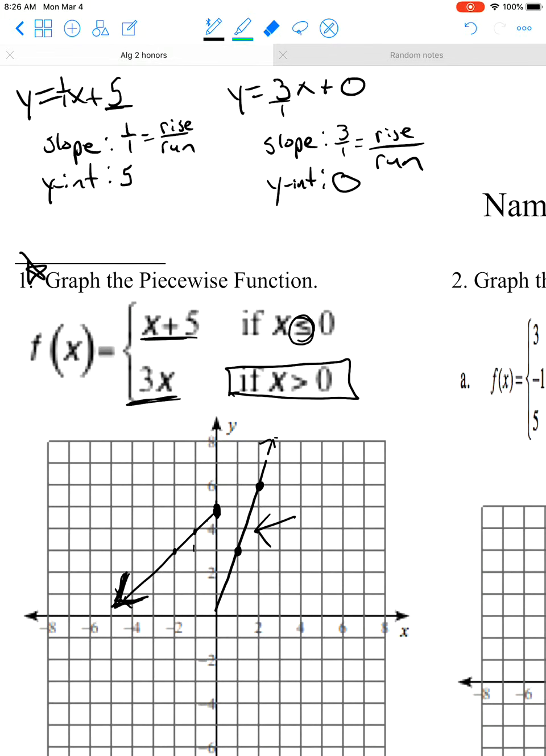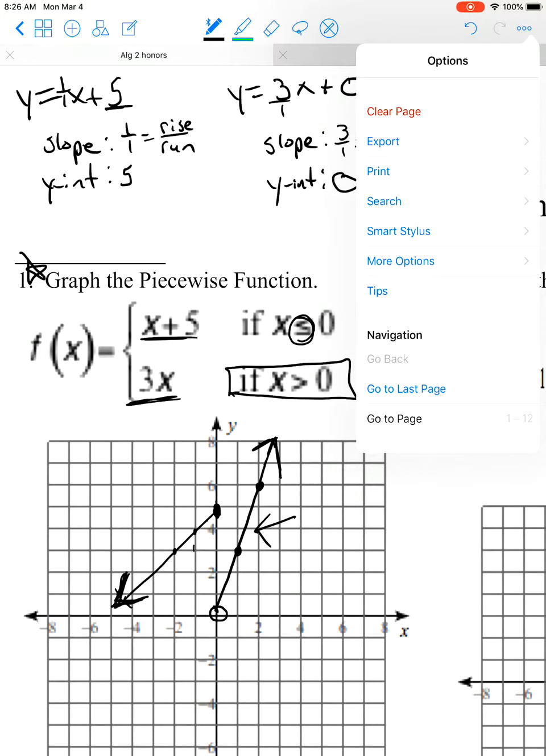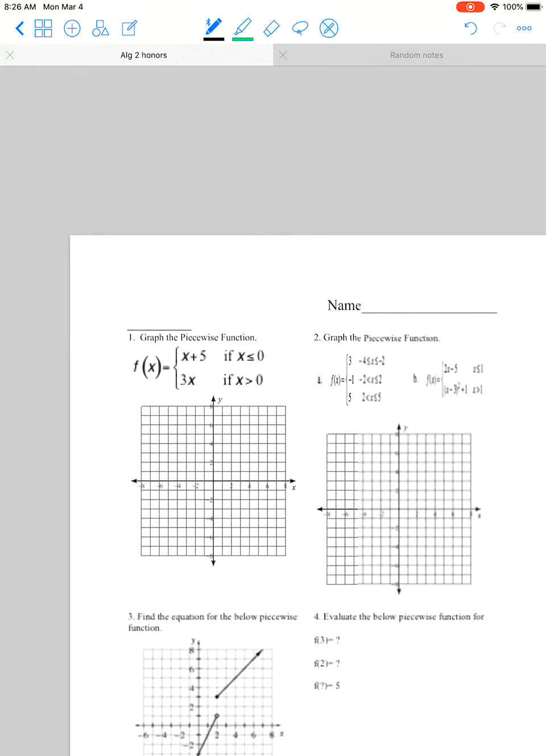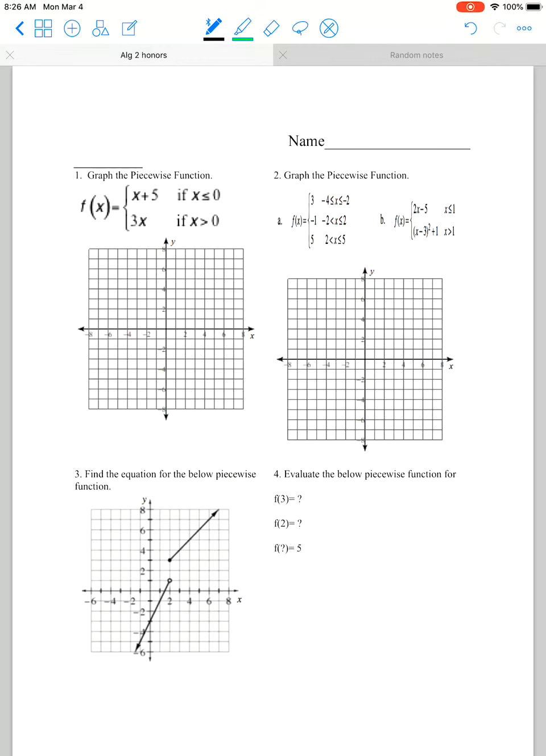I'm going to go ahead here and at 0 have an open dot because 0 is not included. And now I'm in good shape. I've just created my piecewise function. Cool. All right, I'm going to clear this out, and let's look at a different one.